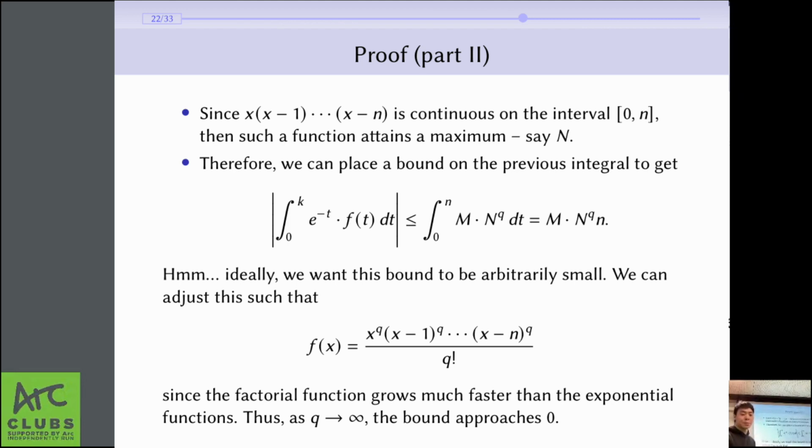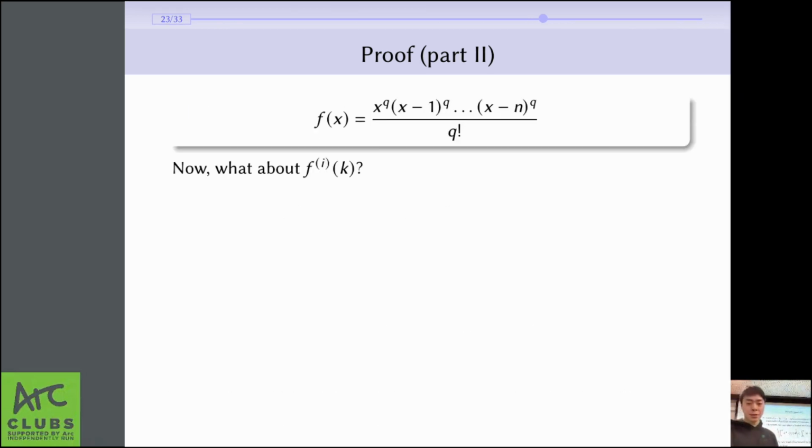So maybe we want to set f to be x to the power of q times (x minus 1) to the power of q up until (x minus n) to the power of q, divided by some factorial, let's say q factorial. So this is a very natural refinement of our function. And the good thing about this is that this allows the bound to go to 0. Cool. Okay, but then what about the ith derivative of this function?